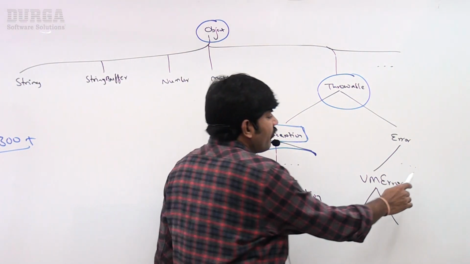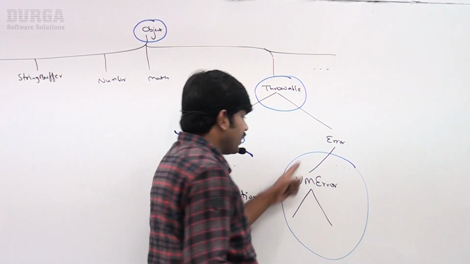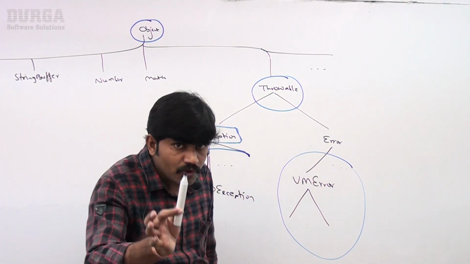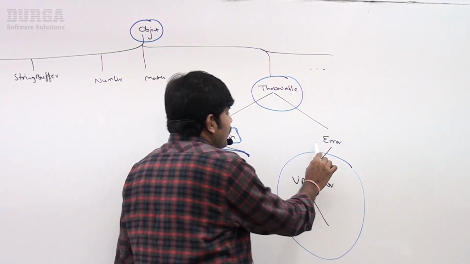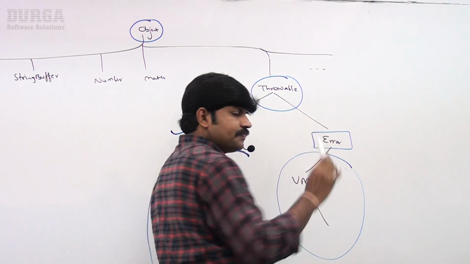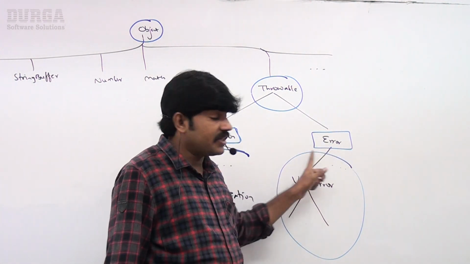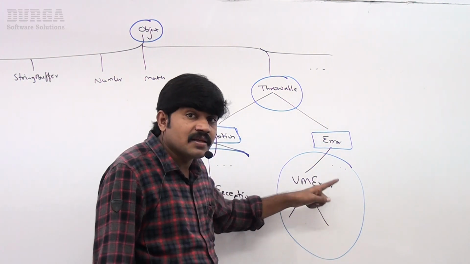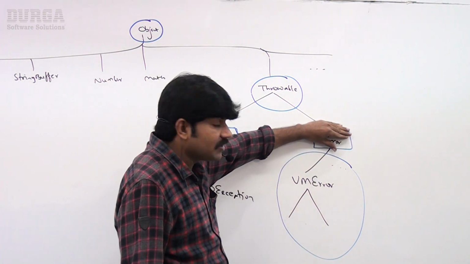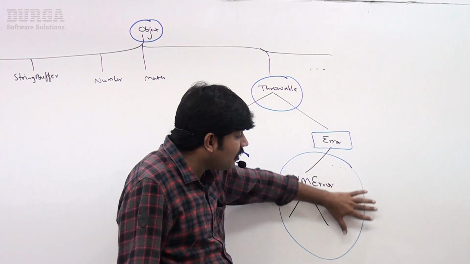Similarly, for any type of error, the most commonly required methods are defined inside the Error class. That's why the Error class acts as the parent for all errors.